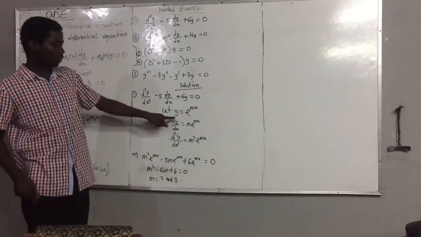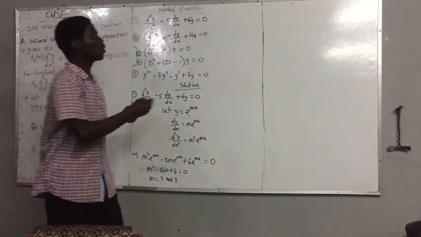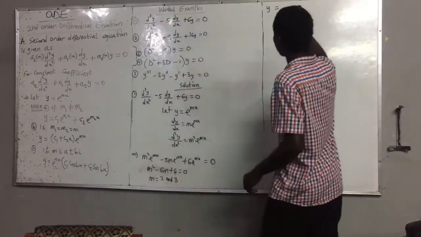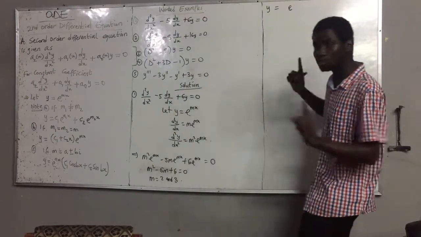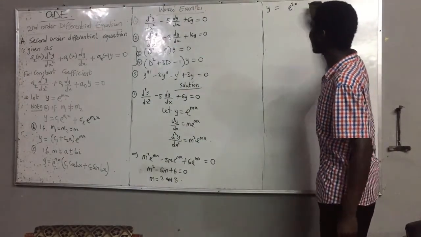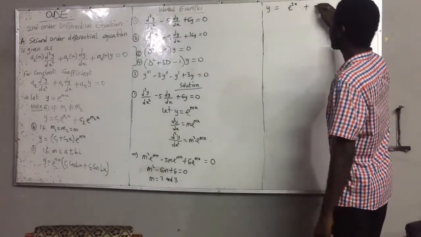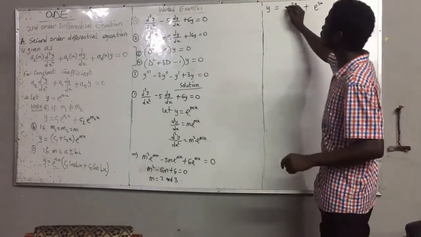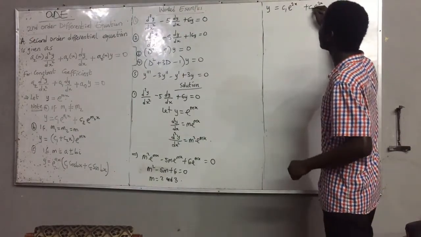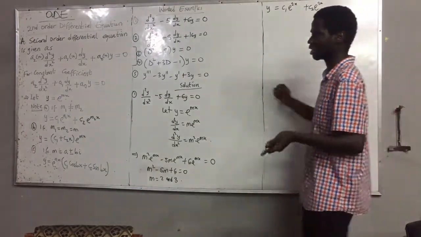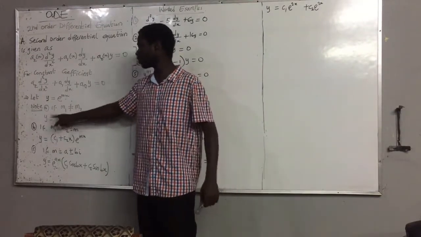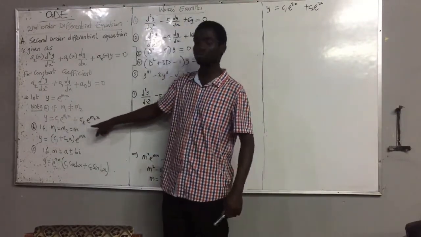So what will now be? Don't forget your y equals e raised to power mx. So y will now be equal to e raised to power, the first answer, 2x, plus the second answer, e raised to power 3x. Do you get that? But put constants c1, c2. You now say where c1 and c2 are constants. That's what this one is saying, that the general solution will now be y equals c1 e raised to power m1 x plus c2 e raised to power m2 x.